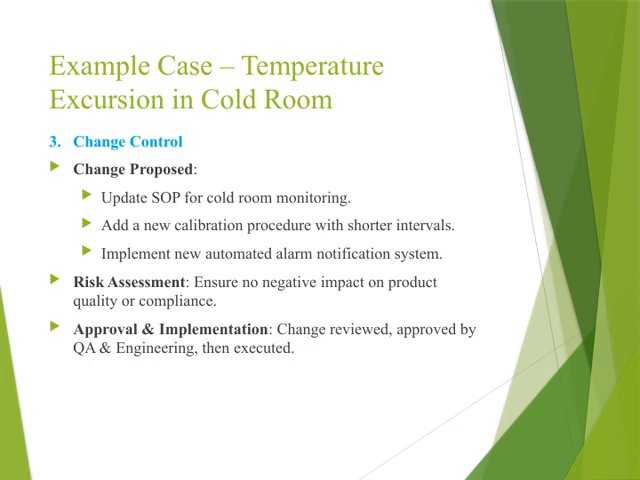Once the review process is complete, the changes are approved by both the QA and engineering teams. After approval, we move forward with executing the changes. Overall, this example highlights how systematic change control helps us maintain the integrity of our processes, especially when addressing issues like temperature excursions. It's all about ensuring continuous improvement while safeguarding product quality and compliance.